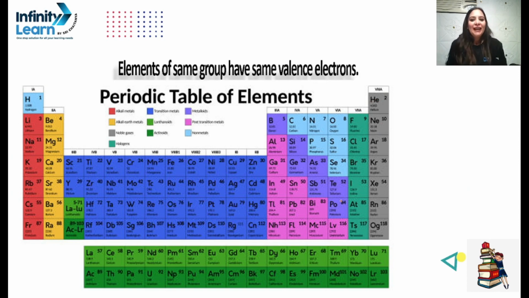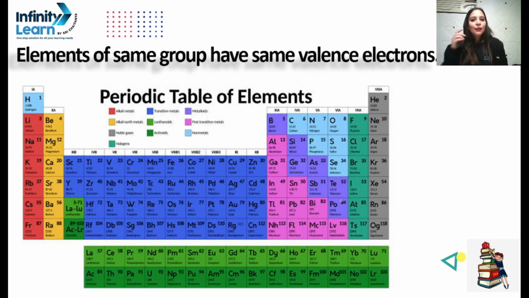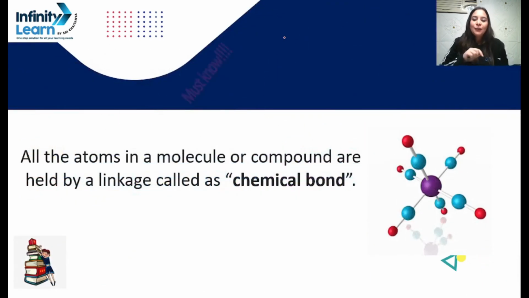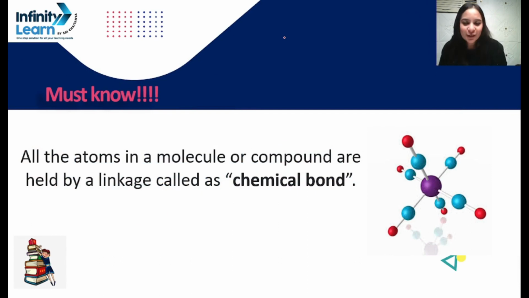Okay, let's move ahead. So we have understood that all the elements of the same group have the same valence electrons, and when we move in the same period, they have the same number of shells, but valence electrons increase by 1. And noble gases are stable because of their stable electronic configuration. So you should know that all the elements which are not stable, right?